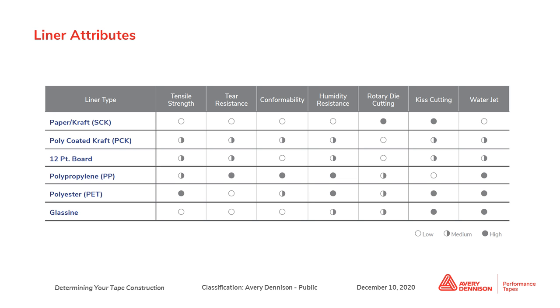So just to compare a few again here, the Papercraft SCK, you can see that it has poor tensile strength, poor tear resistance, poor humidity resistance, but it works well for kiss cutting and rotary die cutting. Compare that to polypropylene, for example: much better tear resistance, better conformability, better humidity resistance, but might not be so great in some other properties. So that's always handy to reference here.